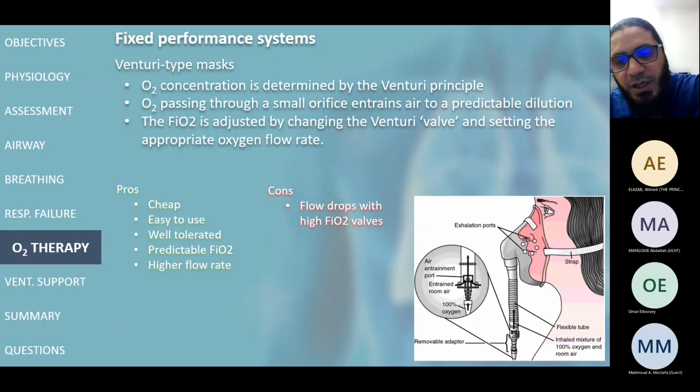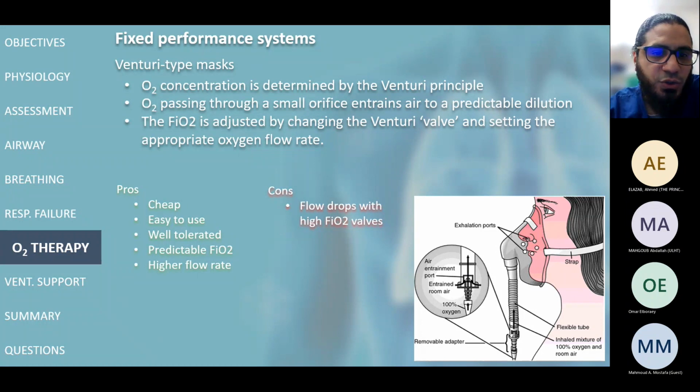And it's controlled. So on every single valve, it will be mentioned how many liters you should give, and with these liters, exactly how much FiO2 will reach the patient. And again, it's also cheap and easy to use, well tolerated, and has the more advantage of predictable FiO2, and it can give higher flow rate. So you wouldn't be worrying that if the patient is tachypneic, it will wash out the oxygen that you are giving.